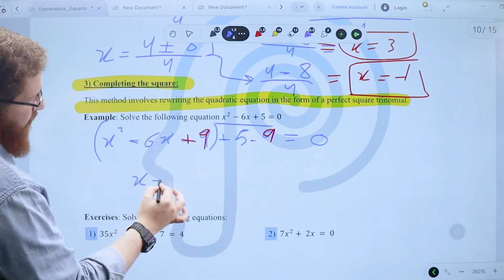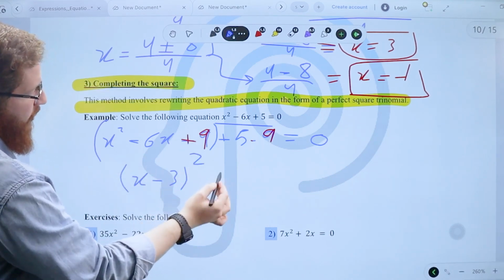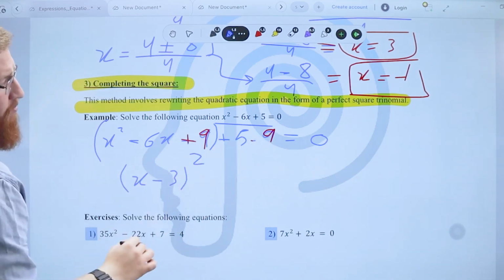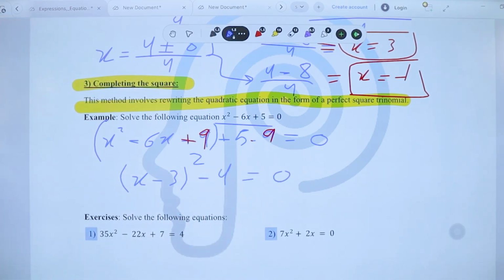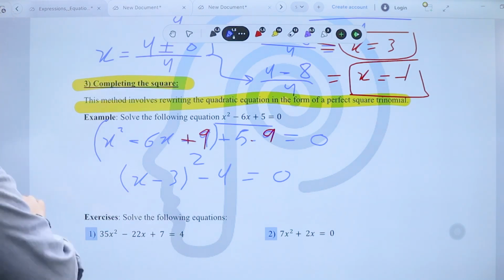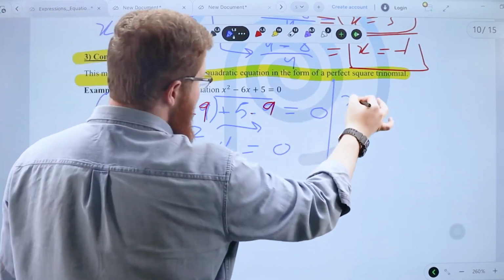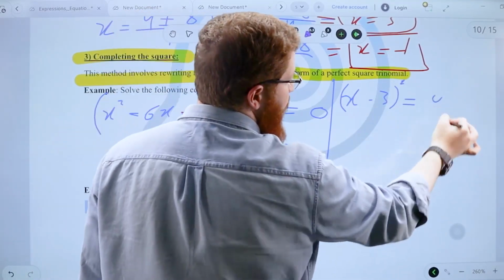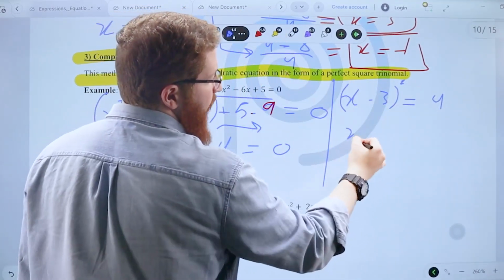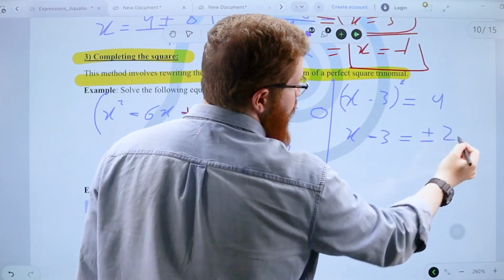x minus 3 whole squared. And these two, 5 minus 9, minus 4 equals 0. Minus 4 equals 0. Right? Then get the 4 to the other side. You will have x minus 3 all squared equals 4. Take the square root. x minus 3 equals plus minus 2.